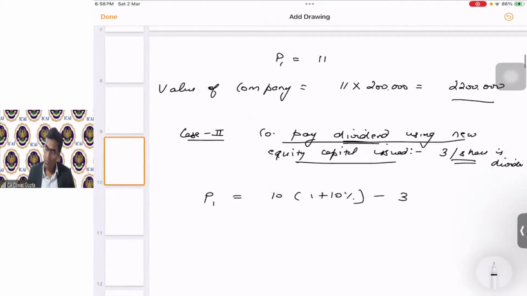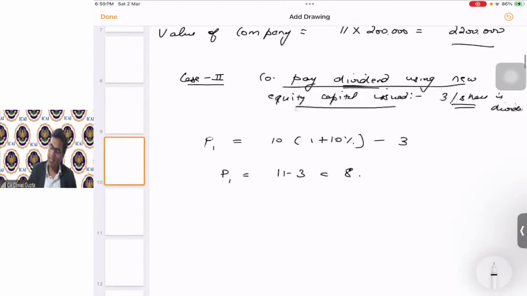Now, here it comes. P1 is equal to 11 minus 3, which is equal to 8. Parthsarthi, please check again. It's not 7, it will be 8. So the price will be 8 rupees in case we are planning to pay dividend by issuing new equity shares.